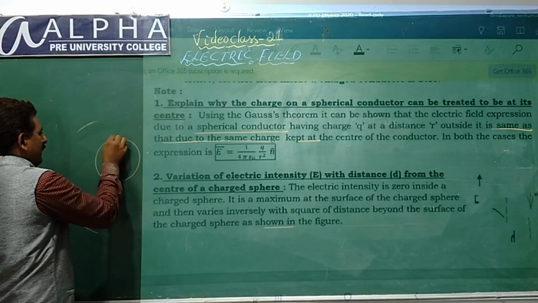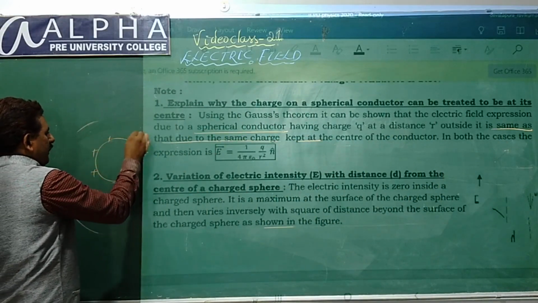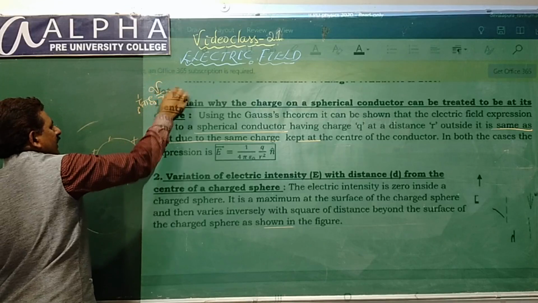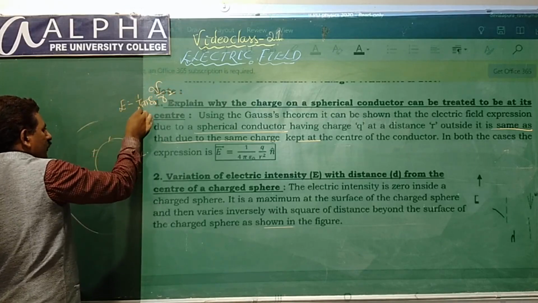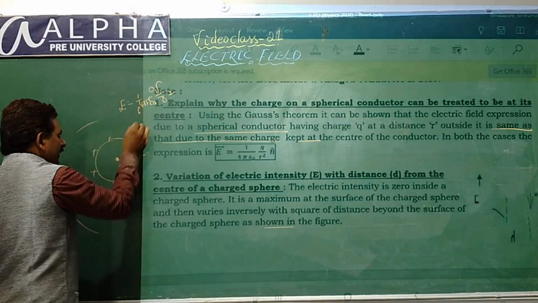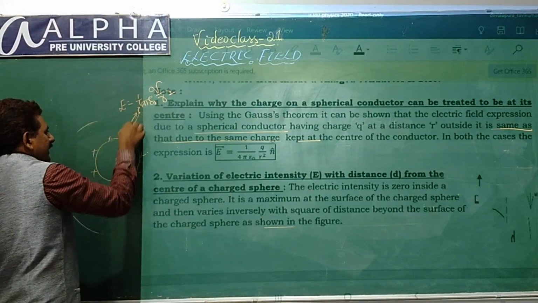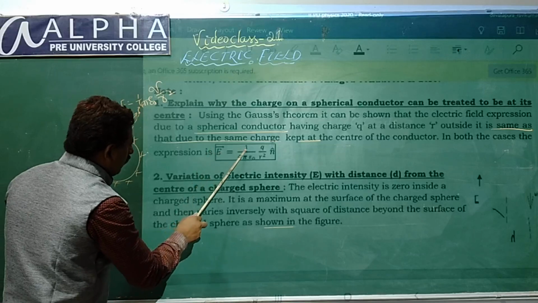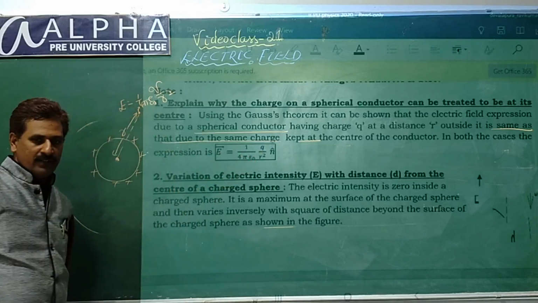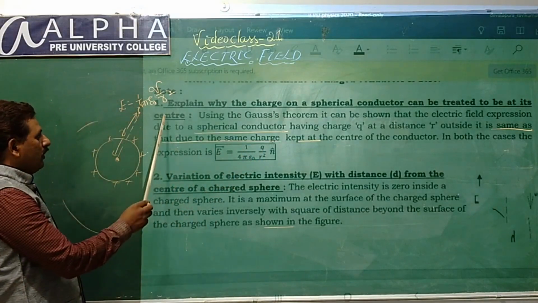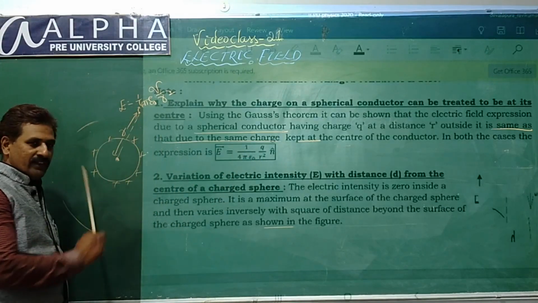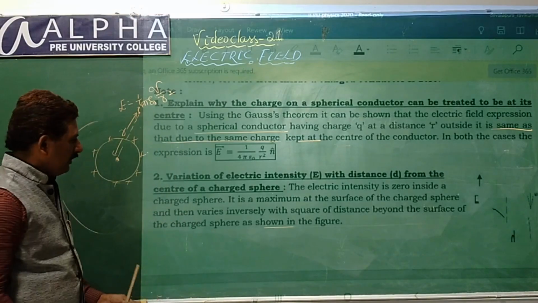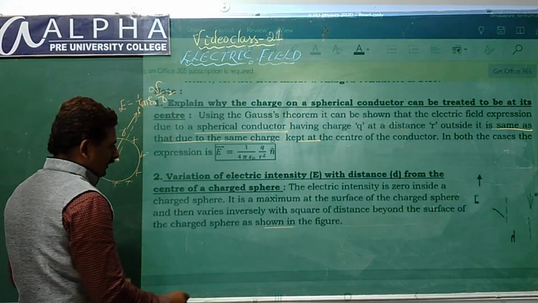If you consider a spherical conductor with charge over it, the expression for the electric field value at this point is 1 over 4 pi epsilon 0 Q divided by R square. If you consider the same charge at the center, then also the expression is the same. Whether the charges are on the surface or at the center, the expression remains 1 over 4 pi epsilon 0 Q by R square. So the charges on this spherical surface can be treated to be at the center. That's it.